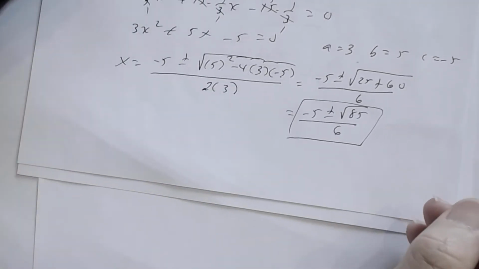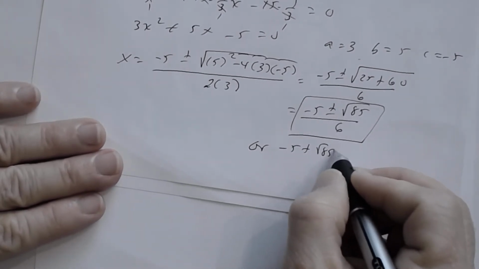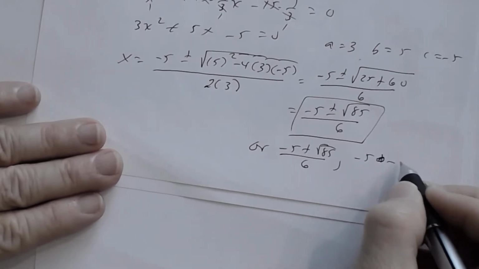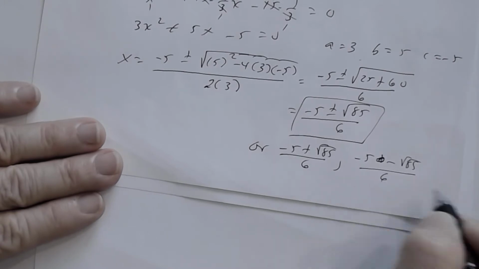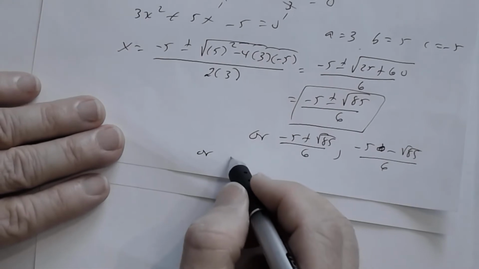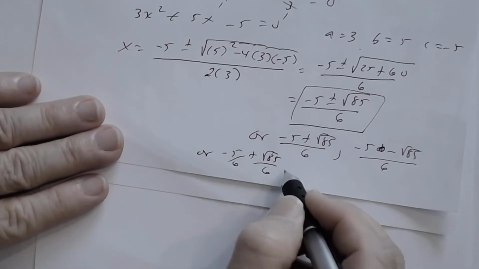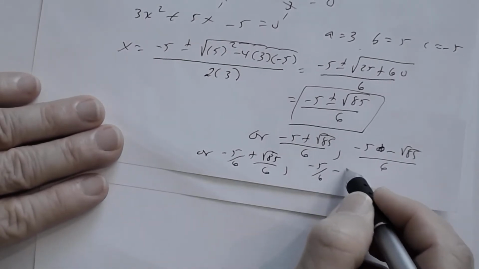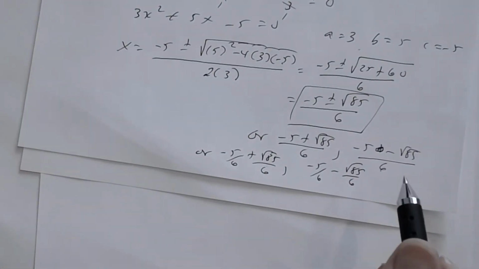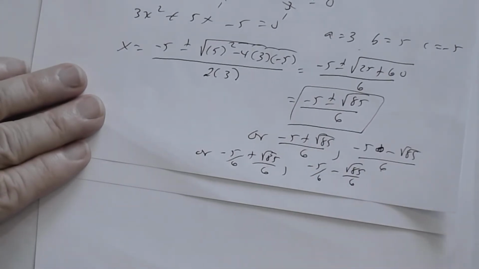Now on my math lab, you're going to write it as negative 5 plus the square root of 85 divided by 6, comma, negative 5 minus the square root of 85 divided by 6. And you can also, if you want to, write it as two separate fractions. So in other words, you can write it as negative 5/6 plus the square root of 85 divided by 6, comma, negative 5/6 minus the square root of 85 divided by 6. So different ways of writing the answer, as long as it's correct. Okay? All right, so just notice that you cannot simplify the square root of 85, so you have to leave the square root of 85.